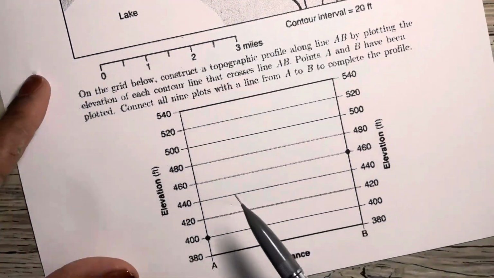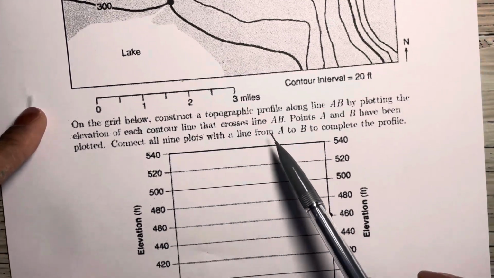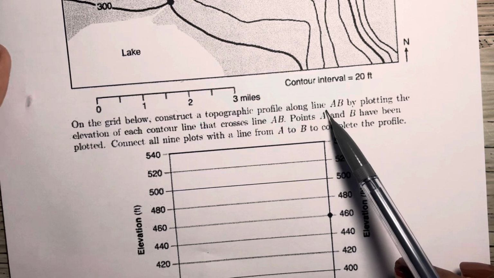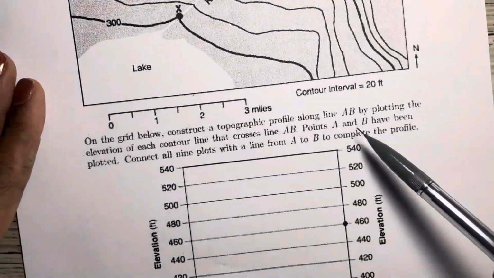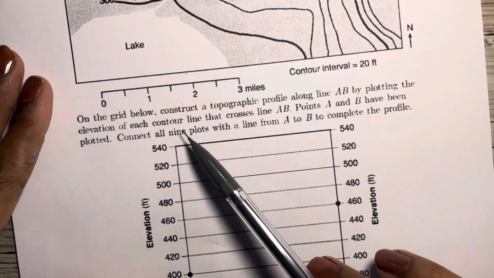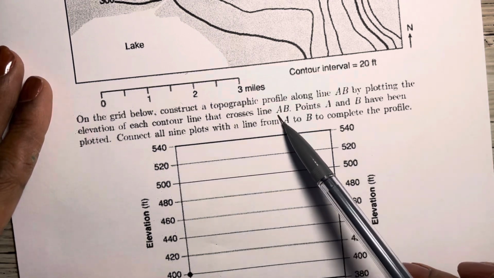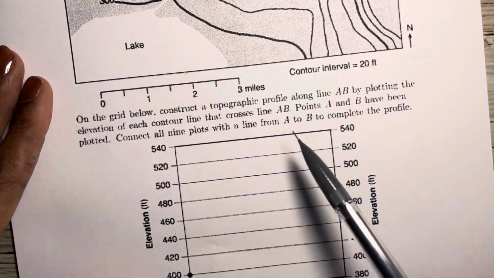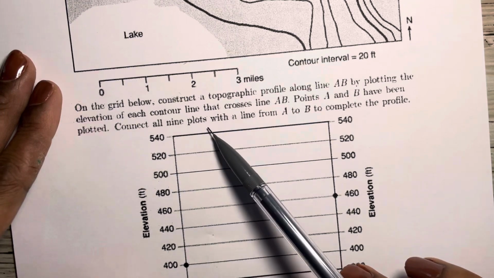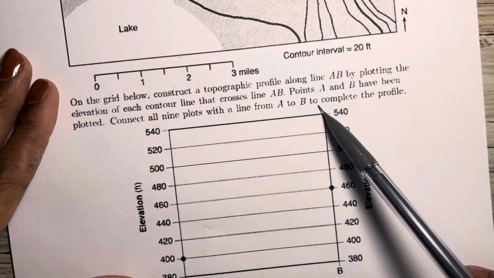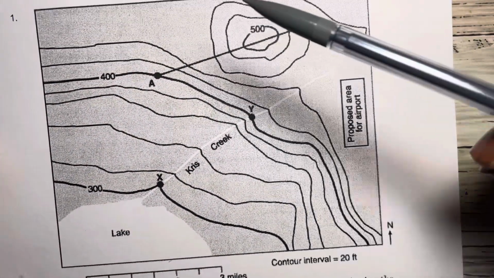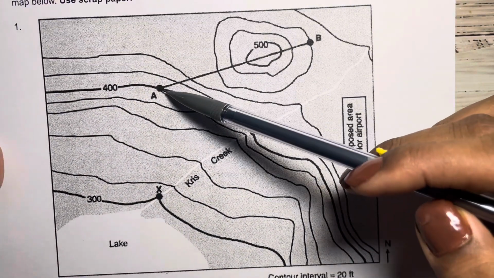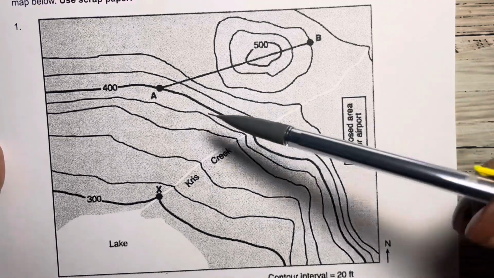Okay, so it says on the grid below, construct a topographic profile along line AB, right here, by plotting the elevation of each contour line that crosses line AB. Points A and B have been plotted. Connect all 9 plots with a line from A to B to complete the profile. So what it's basically asking us to do is to create a side view profile of this topographic map.